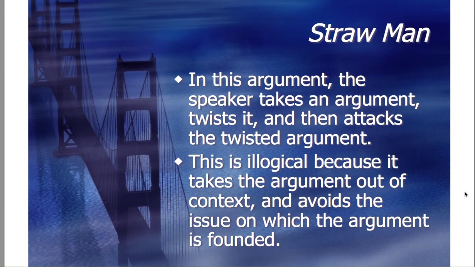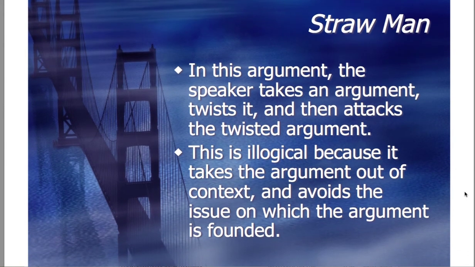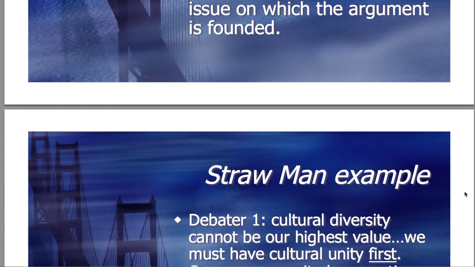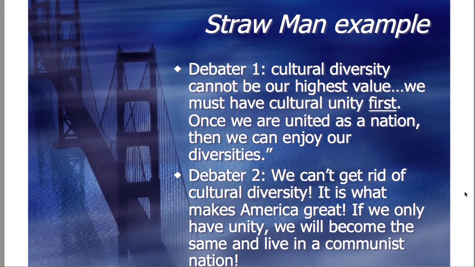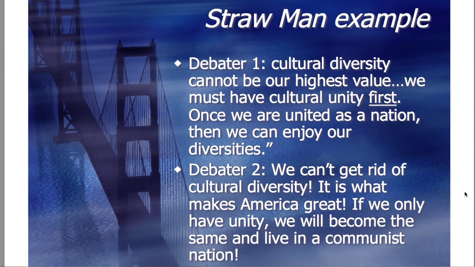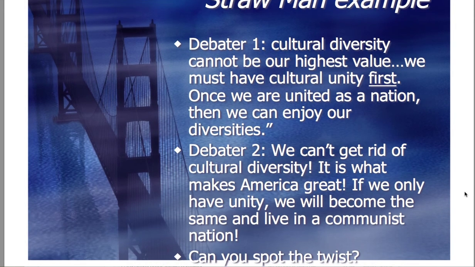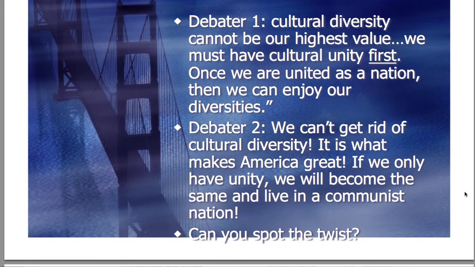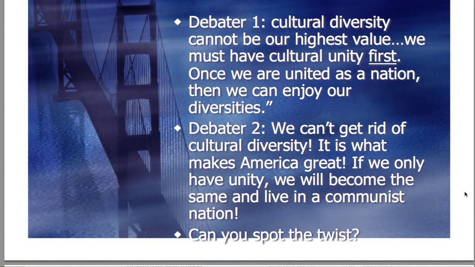One of them is the straw man. In the straw man argument, the speaker takes an argument, twists it, and then attacks the twisted argument. And it's illogical because it takes the argument out of context and avoids the issue on which the argument is founded. So my example is, debater number 1 would say cultural diversity cannot be our highest value. We must have cultural unity first. Once we are united as a nation, then we can enjoy our diversities.